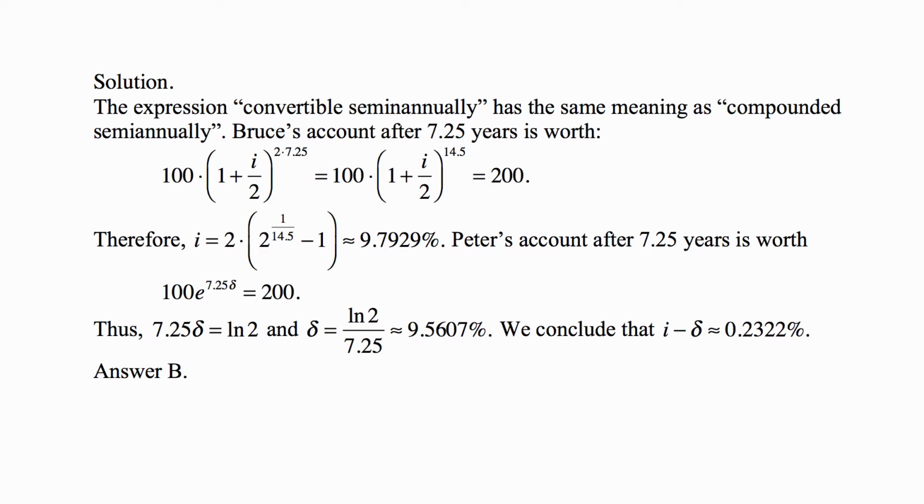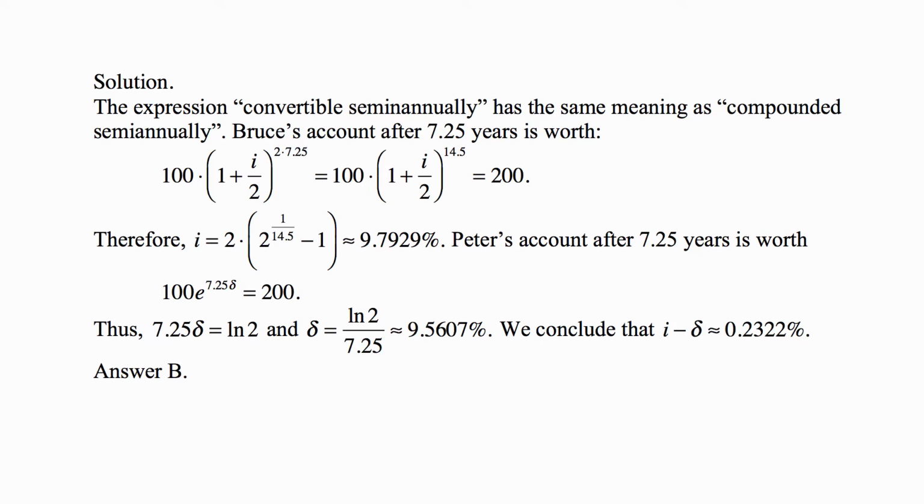Then, for Peter's account, we have that after 7.25 years, it'll be worth, well, it's deposited 100, its continuously compounded rate of interest, or force of interest, of delta. So it'll be 100 times e to the 7.25 delta equals 200. Now look at this. The unknown is in the exponent. So what do you think you're going to do? Eventually you're going to take the natural logarithm. But first divide both sides by 100.